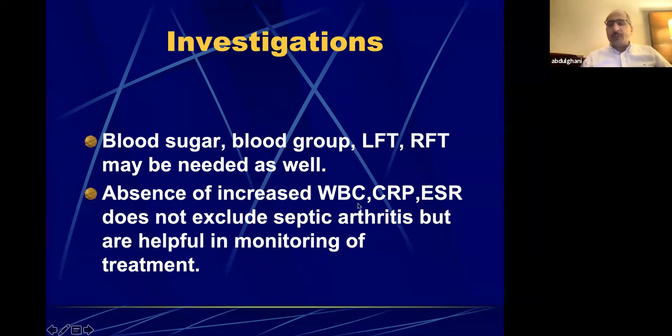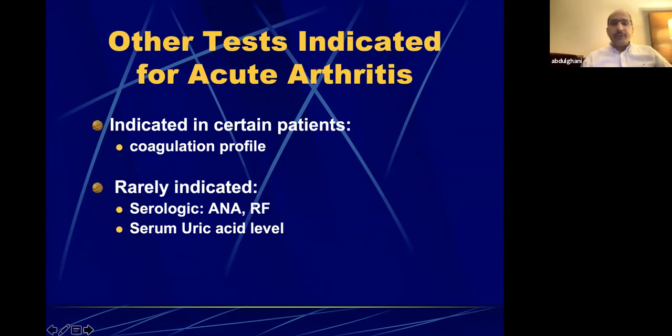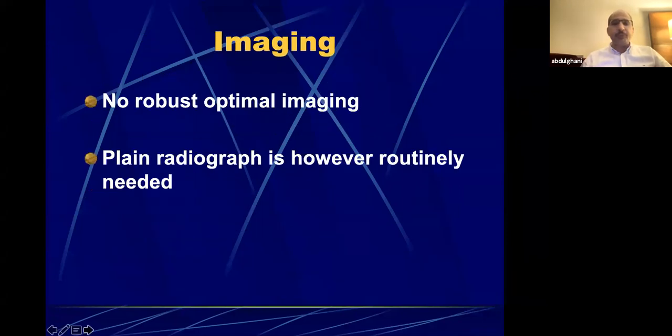However, absence of increased WBC, or absence of increased CRP or ESR, does not exclude septic arthritis, but these are helpful in monitoring the treatment. Rarely, other tests can be asked for, like coagulation profile, whenever there is a history suggestive of any abnormal bleeding tendency. Rarely indicated serological tests include ANA, rheumatoid factor, or serum uric acid level.